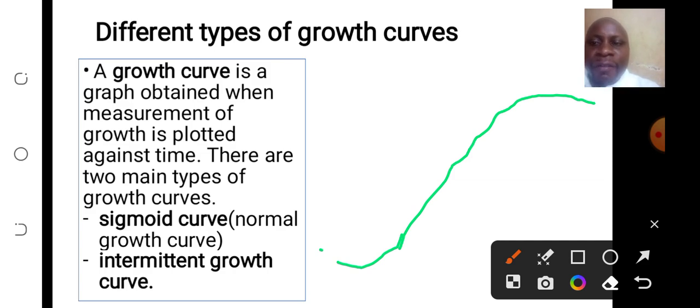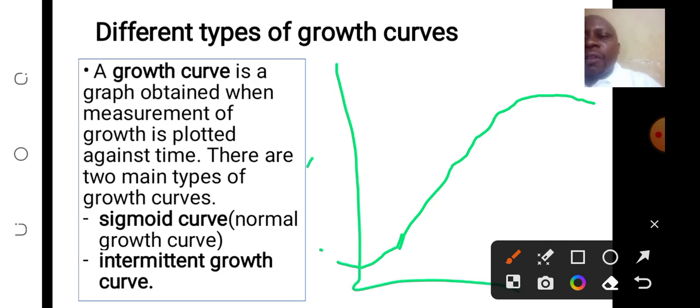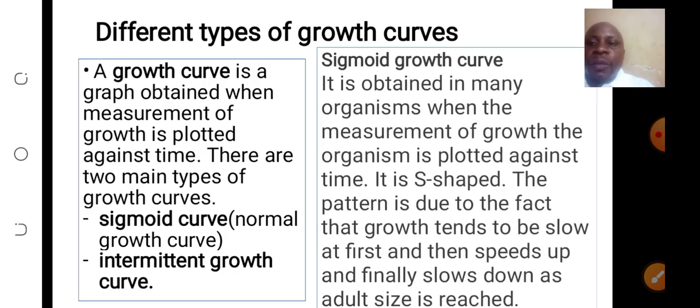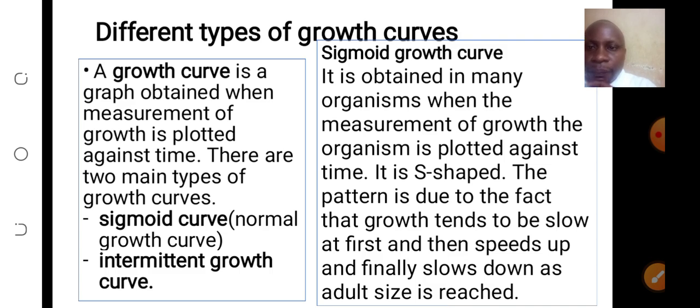So the shape of this graph, as you can see, is S-shaped. This type of graph that we shall obtain if we plot growth against time, we call it the sigmoid curve. And the second curve, which we shall discuss later, is what we call the intermittent curve. So let us begin with the sigmoid curve.